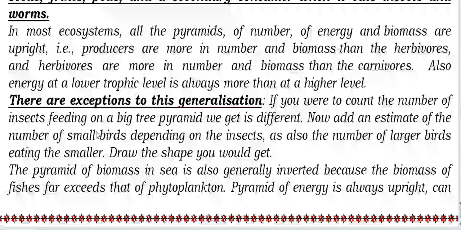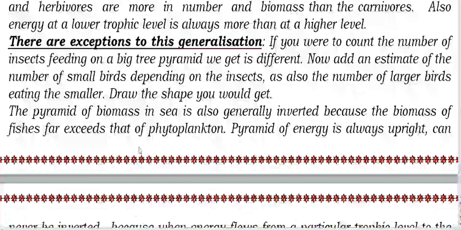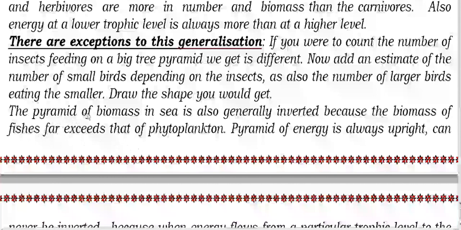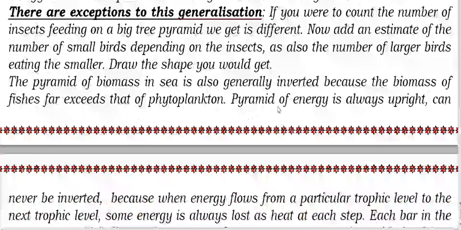If we count the number of insects feeding on a big tree, we get a very large number. The plant is single, but the organisms are very many. So the phototrophs are fewer, and other organisms are more in number. In such a case, an inverted pyramid is obtained. The pyramid of biomass in the sea is also generally inverted because the biomass of fishes exceeds the mass of phytoplankton.